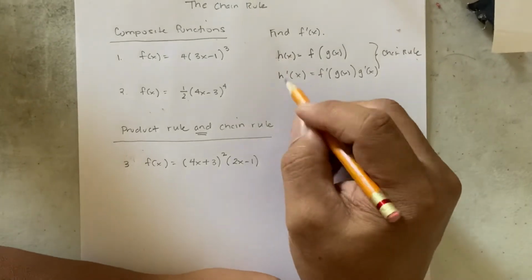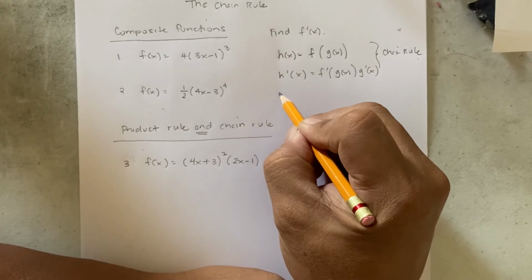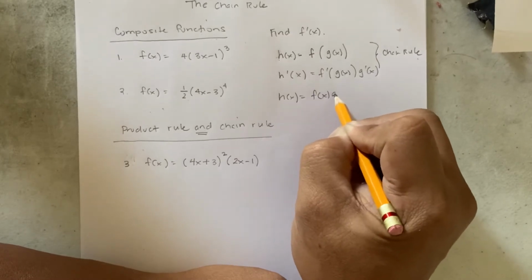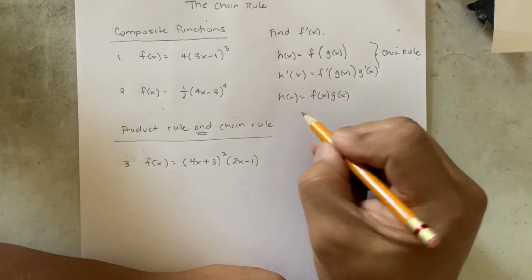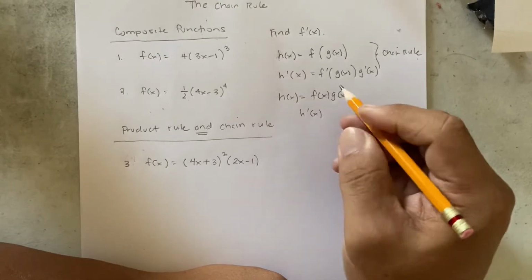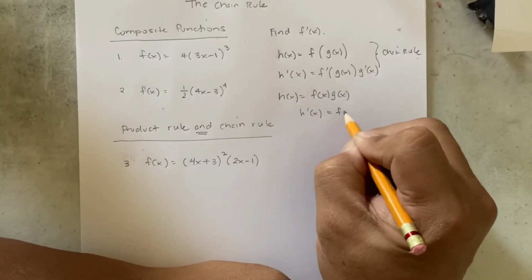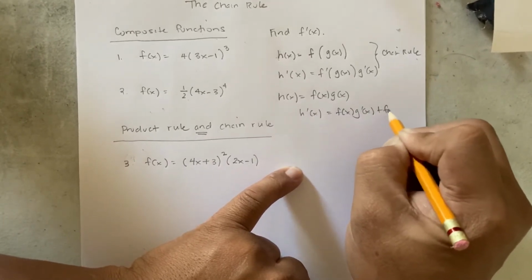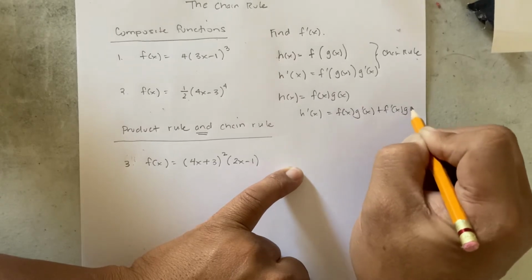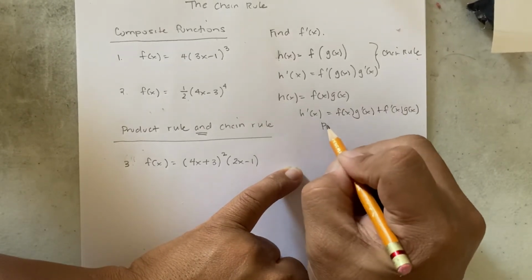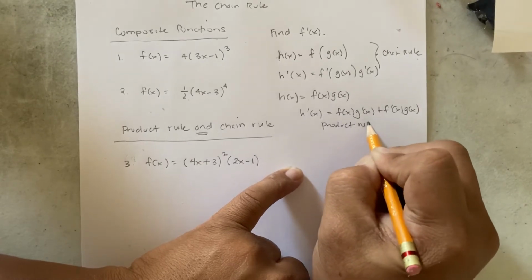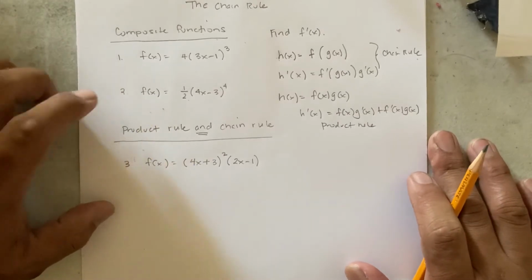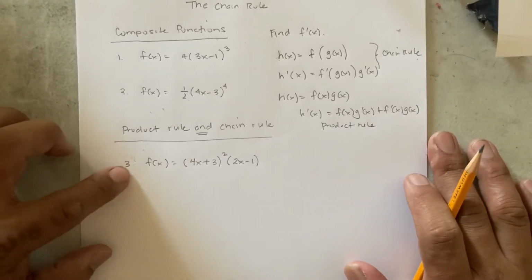The product rule, I'm going to use h of x again, equals f of x times g of x. So two functions together. The derivative h prime of x equals the first times the derivative of the second plus the derivative of the first times the second. This is the product rule. We're going to use the chain rule for the first two, and the product rule and the chain rule for the third one.